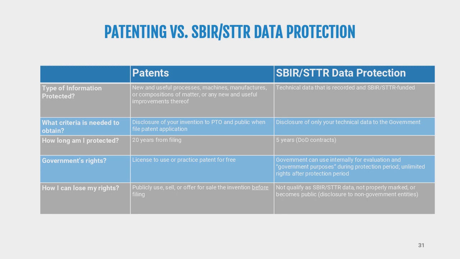Basically, the difference between patenting and data protection, or SBIR data protection, is the level of disclosure, right? To patent, you need to share your invention in a patent application. To get SBIR data protection, you just need to mark that data, and that data needs to be recorded, technical, and funded by the government, okay? Now, for SBIR participants, there are additional nuances, which you can look at in this slide.